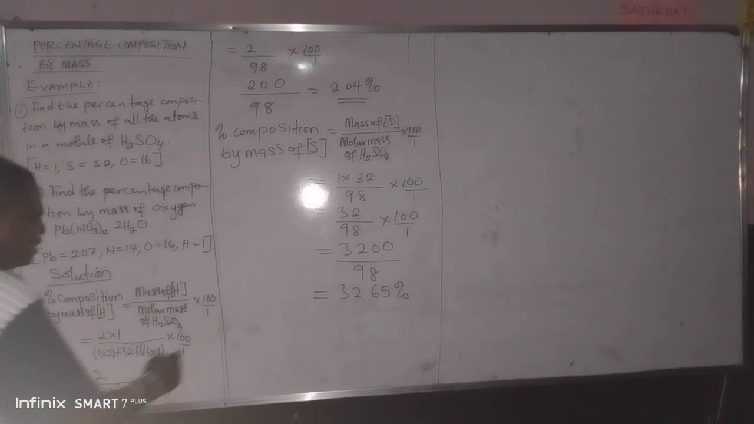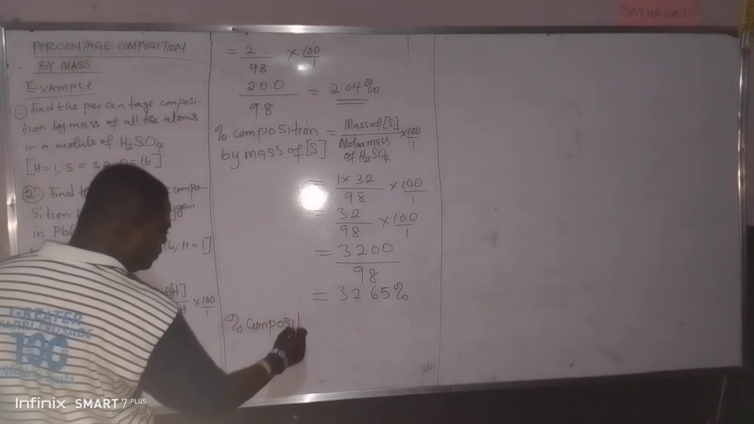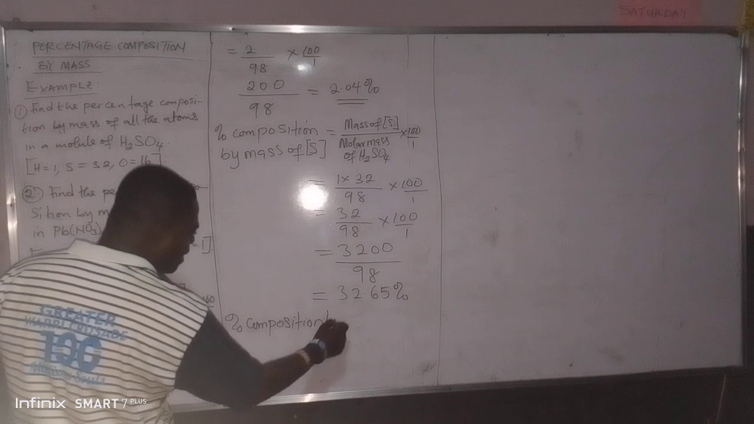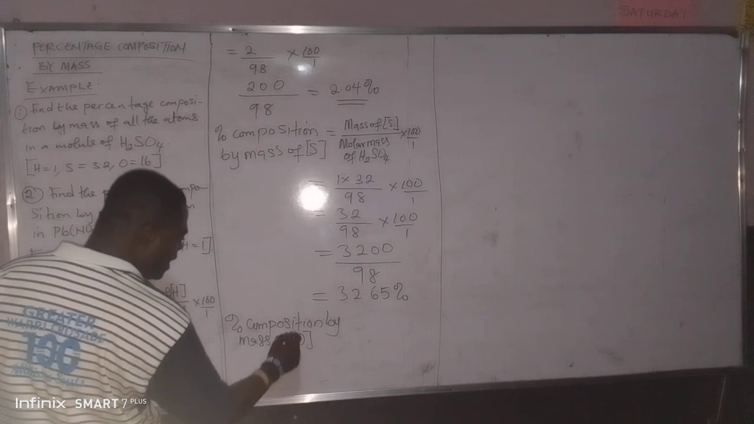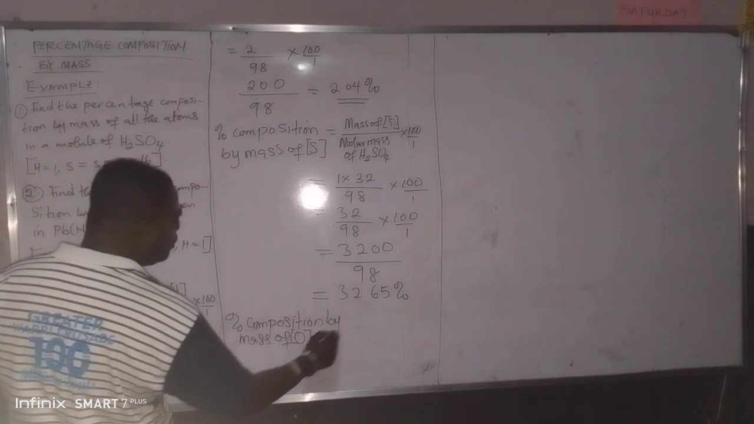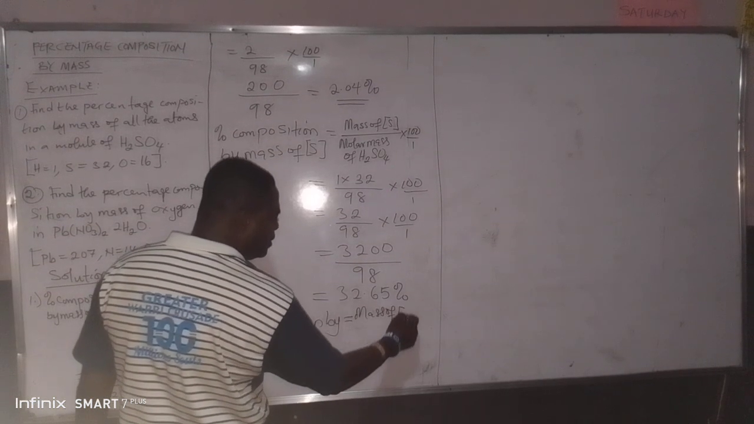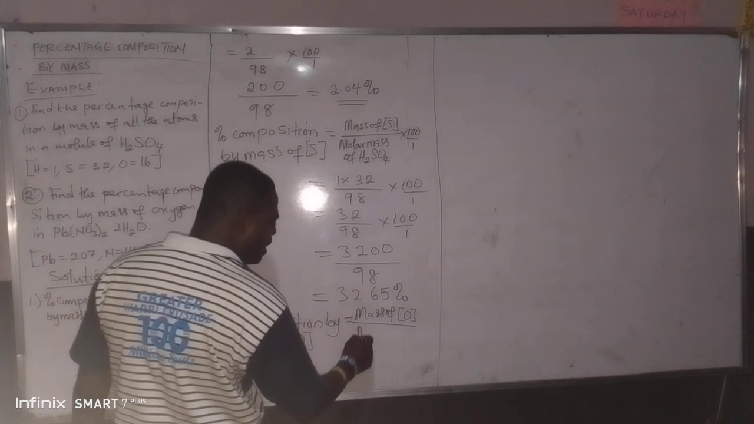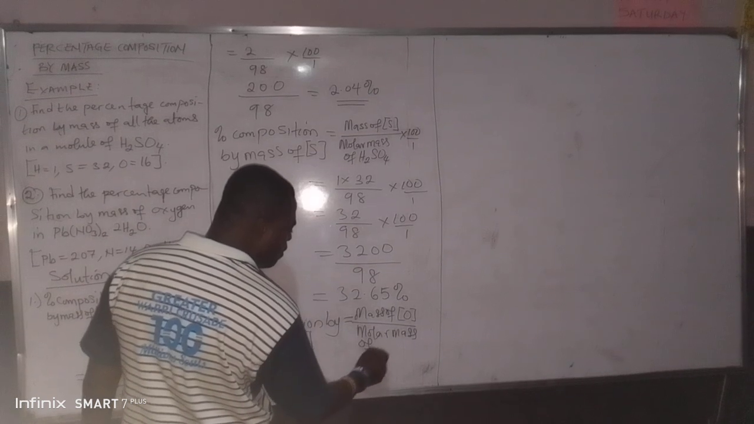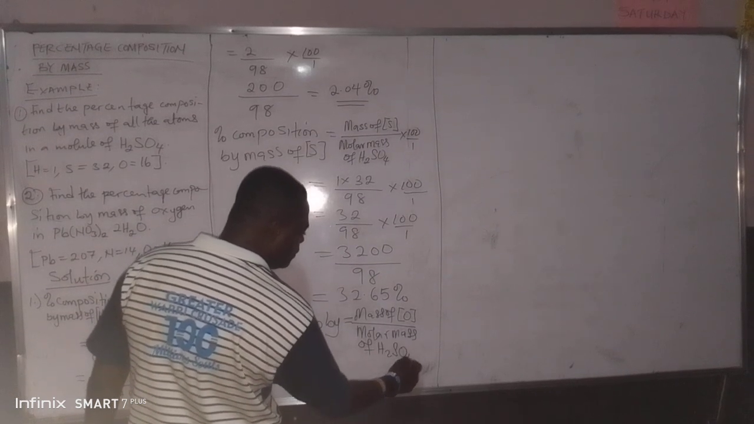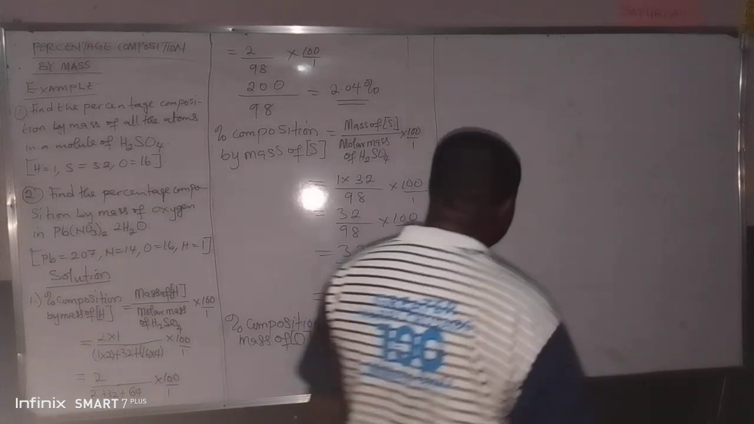Then the next one is percentage composition by mass of oxygen atom. So this will give me mass of oxygen over molar mass of H2SO4 times 100 over 1. Now what do I do?